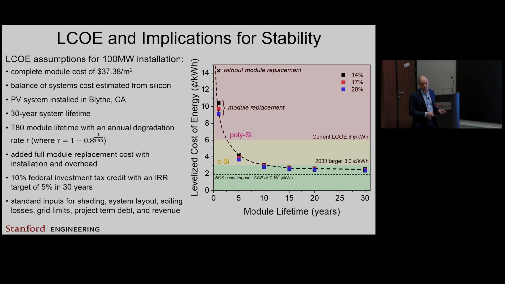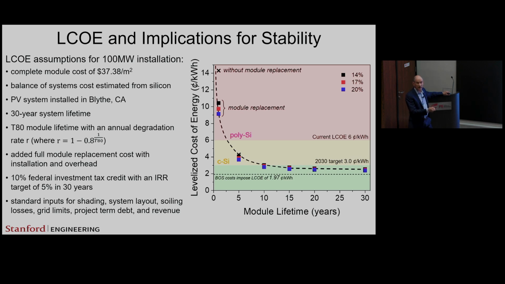So here's a very important plot. This is an LCOE calculation, so levelized cost of electricity, in cents per kilowatt hour. For perovskite modules, look at the efficiencies, 14, 17, and 20%. And this is a function of the module lifetime. How long does the module last? For a 100-megawatt installation, operating in lovely Blythe, California.